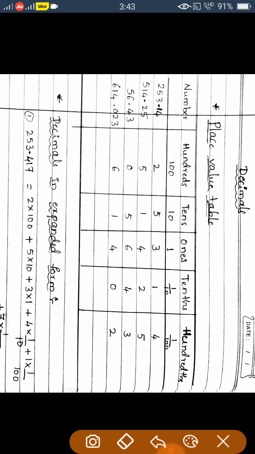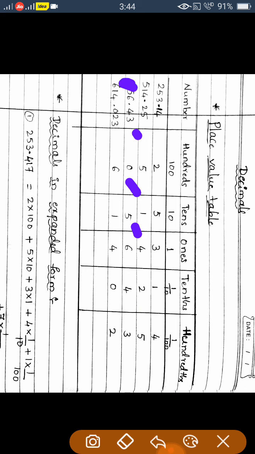So we can see the second, 514.25. So 5 is in the hundreds place, 1 in the tens place, 4 in the ones place, and after the decimal, 2 and 5 are in the tenths and hundredths place. In the same way, I'll choose 56.43. See, 5 is in the tens place, so there is no hundreds place digit. So I have written 0.